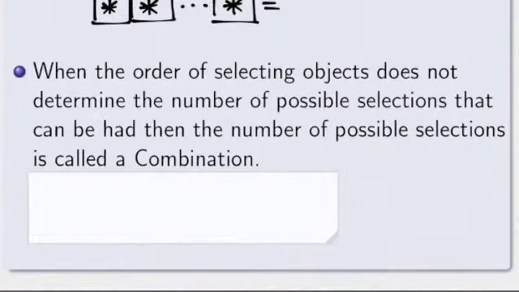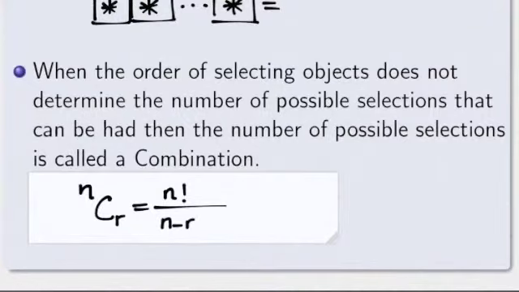Well, how do we determine the number of combinations? When we have a pool of n and we select r objects out of that, the number of possible combinations is written as nCr, and it takes the value of n factorial over n minus r factorial times r factorial.